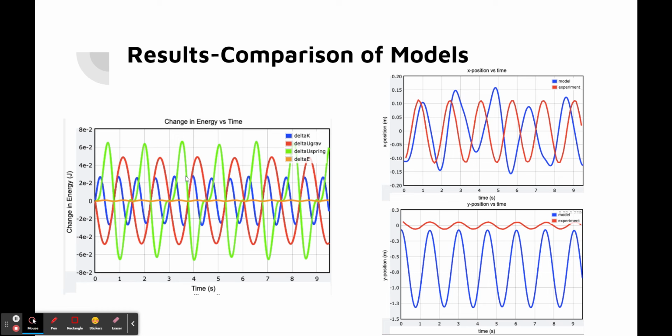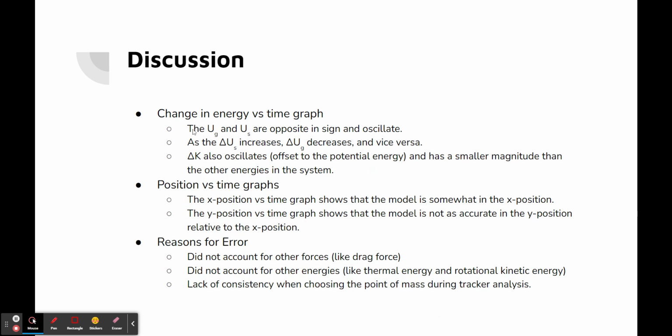So the comparison of models is that right here we have the spring energy, the gravitational energy, delta K, and this delta E, which is almost a straight line, because all these forces are going to cancel out with each other. This is the X position, which is much more similar than the Y position.